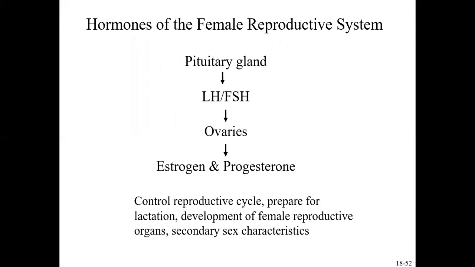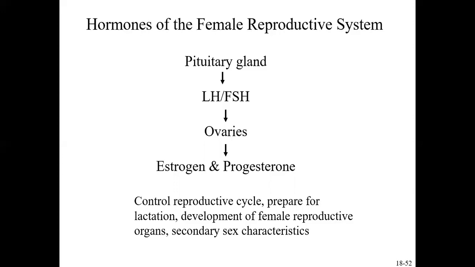Female reproductive system, the pathway is very similar. You have some different hormones here, but the pathway is similar. It begins with the pituitary gland. Actually, you could even talk about how the pathway begins with the hypothalamus, because remember, it's the hypothalamus that produces the GnRH, and the GnRH is what goes to the pituitary gland.